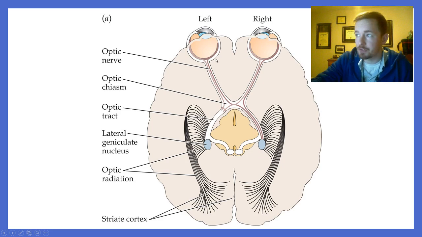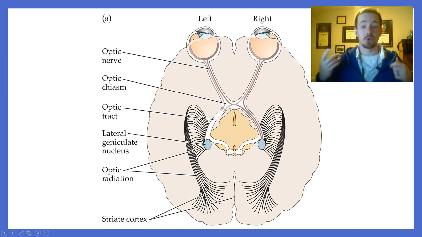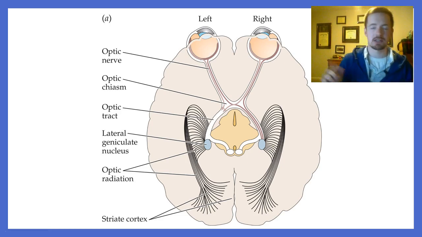Stuff that is in the right visual field, this dark pink, once it gets to the optic chiasm, is going to move over into the other. So the left visual field is going to end up in the right hemisphere. In other words, it's contralateral. That is the phrase that we're going to use to talk about this and a couple of other things.